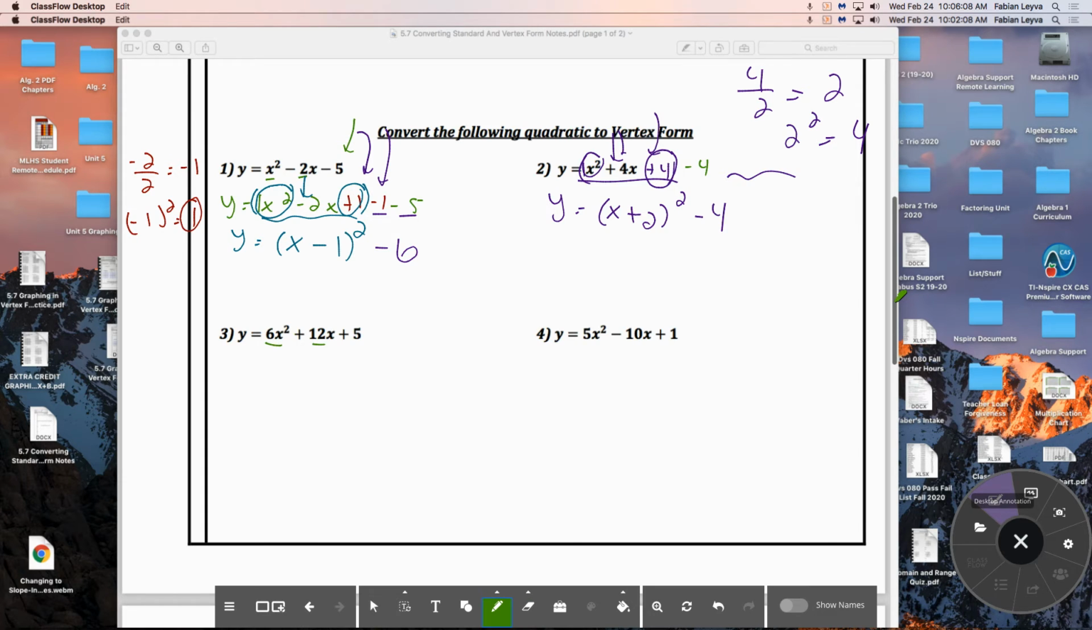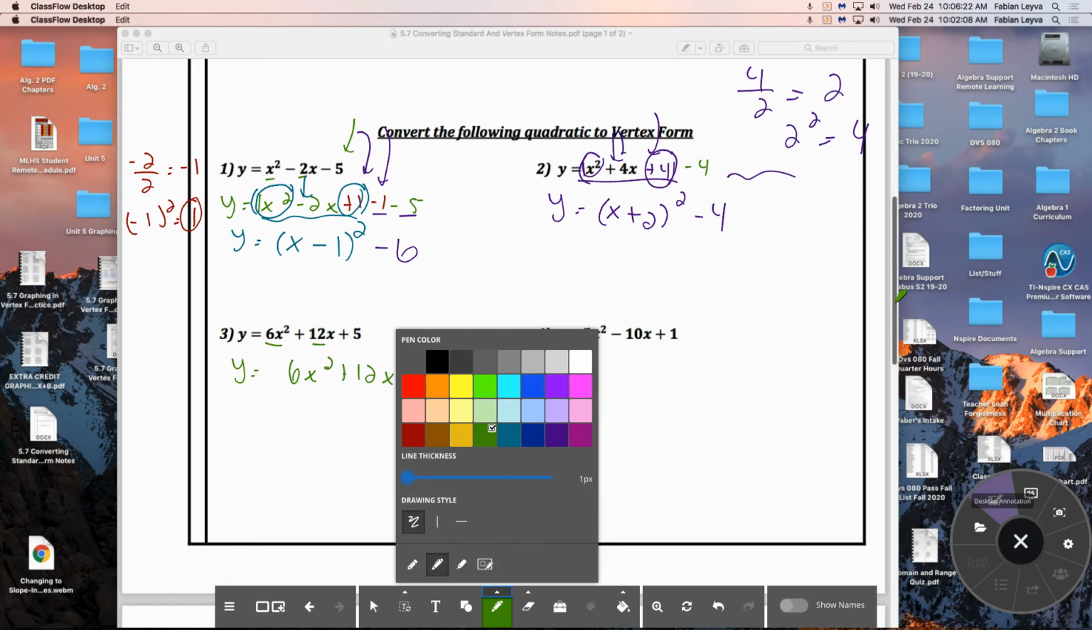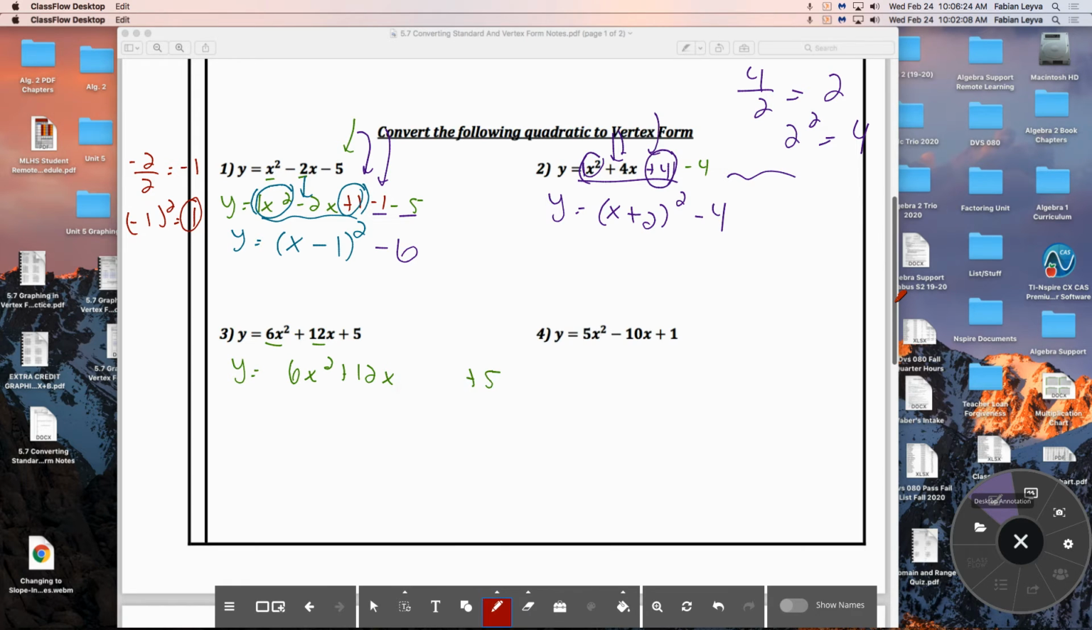Now you only need to worry about the first 2 terms, so you need to worry about 6x squared and a +12x, and then I'm going to leave that 5 somewhere out here just because I know I need to figure out what number goes here to make this a perfect square trinomial. Now, what happens if my leading coefficient isn't equal to 1?